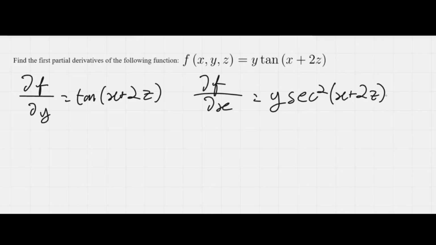However, we also need to now institute chain rule. And so with chain rule, what we have to do is treat z as a constant, because we're not trying to find its partial derivative. We know that the derivative of x plus 2z is simply going to be 1. So we're left with the expression as is. And so this is going to be our partial derivative of f with respect to x.